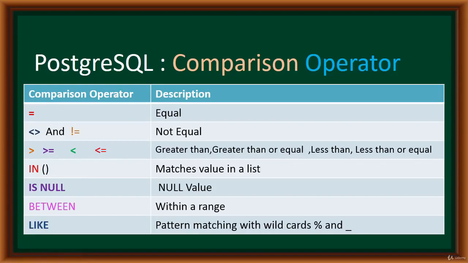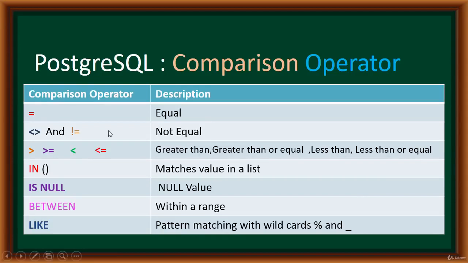We'll start with the very common one, which is the equals to. If you want to check if a value is equal to something, you'll be using the equals to sign. So you're checking the condition if something matches something or is equal to something.